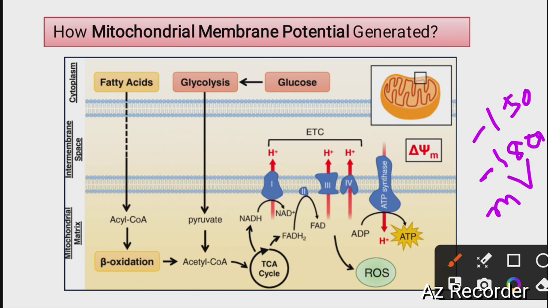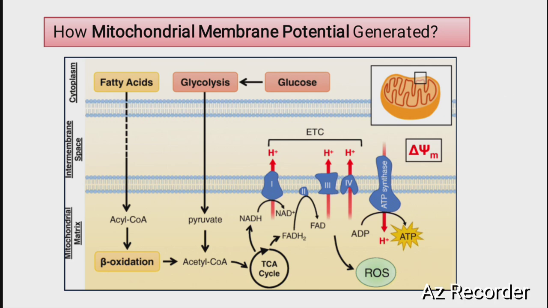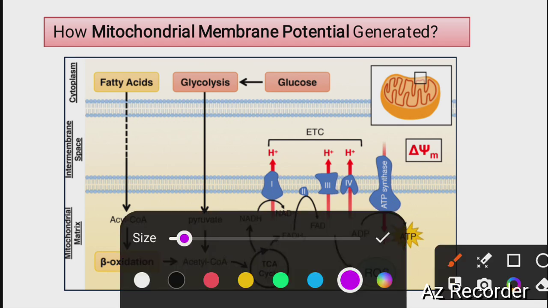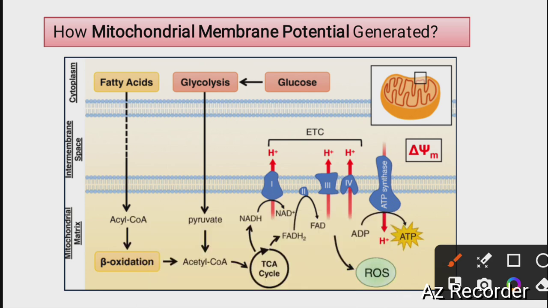So after that, what happens? The ATP synthesis occurs. The stored energy in this gradient is utilized by the ATP synthase enzyme, that is, complex 4. It is going to utilize the gradient, the stored energy.